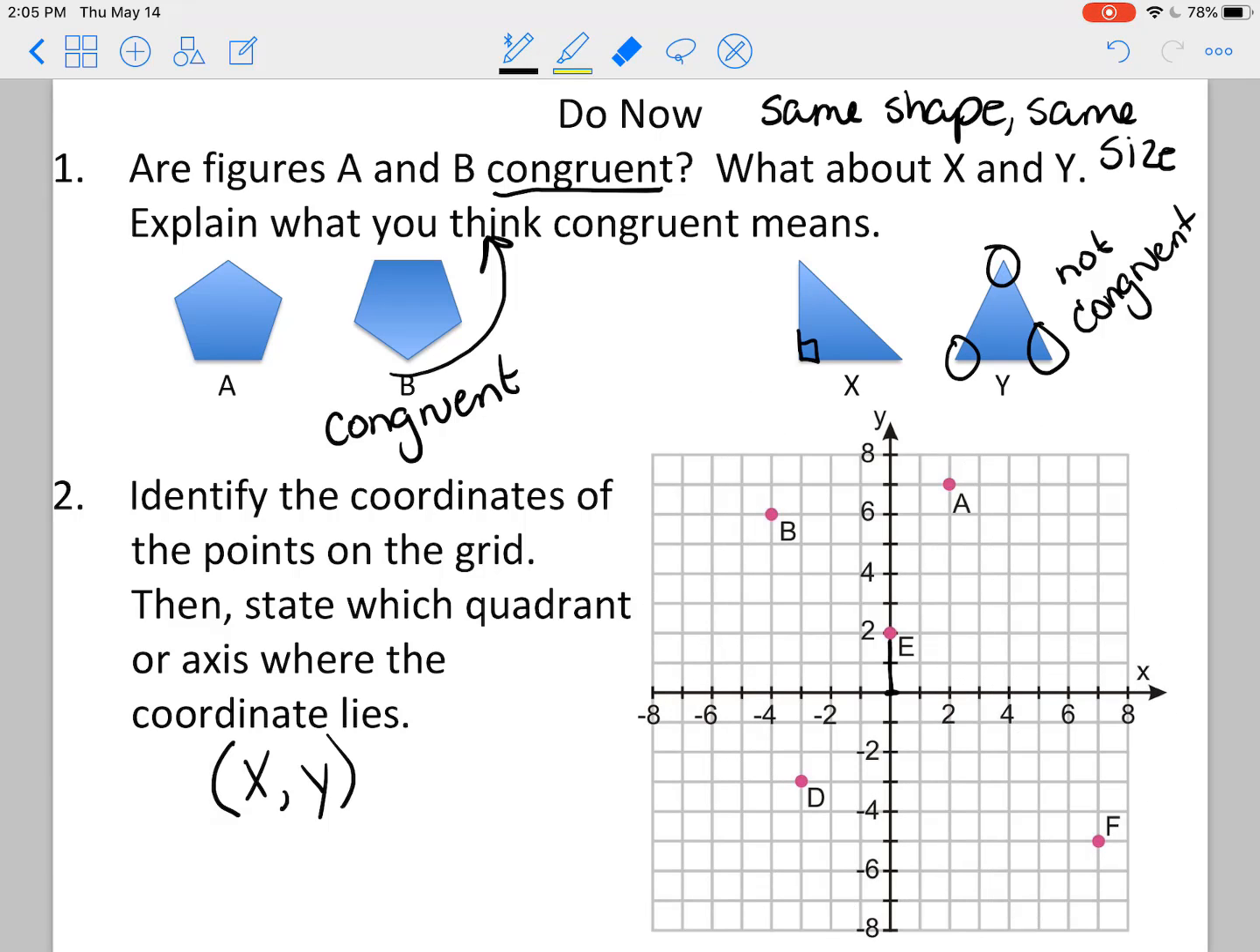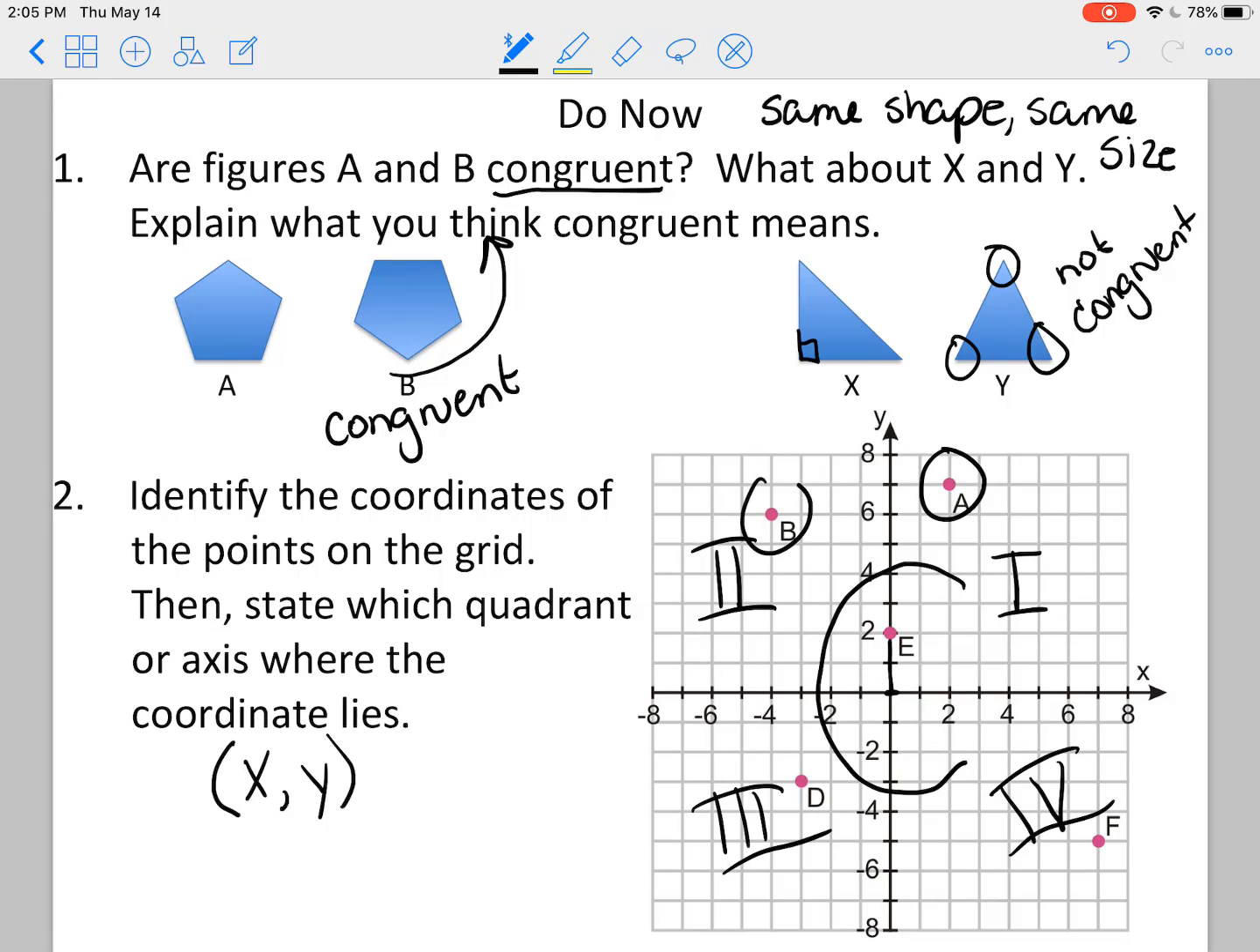Let's look at the second part of this question, which says, state which quadrant or axes where the coordinate lies. So remember, every coordinate plane has 4 quadrants, starting with 1, and then we make a C for coordinate. So 2, 3, and 4. So A is in quadrant 1, B is in quadrant 2, D is in quadrant 3, F is in quadrant 4, and E is on the y-axis.